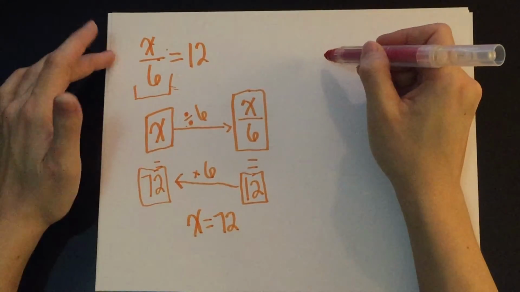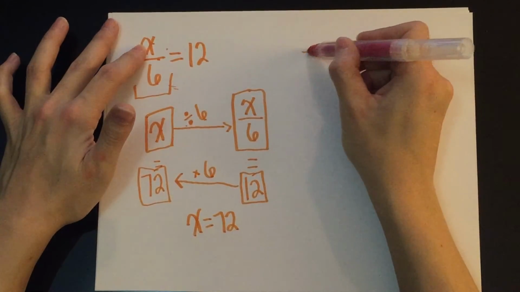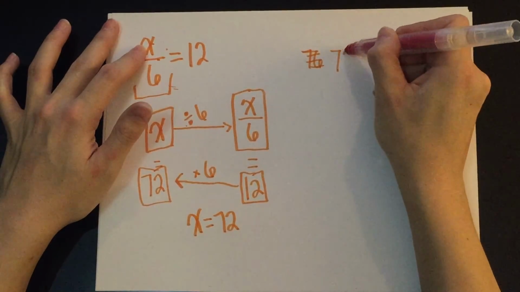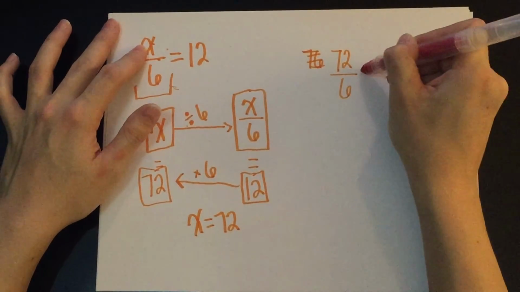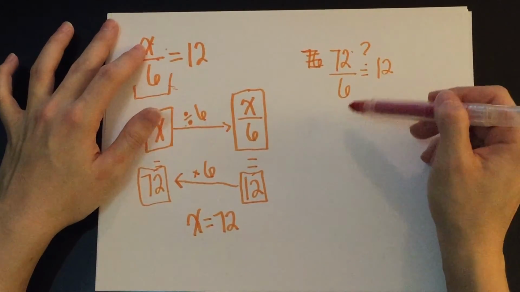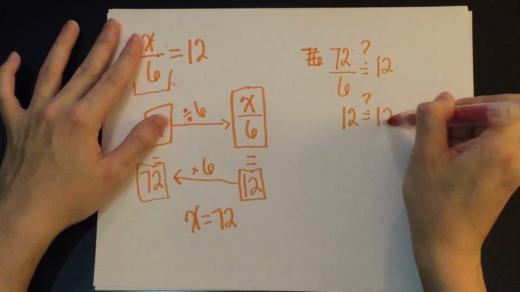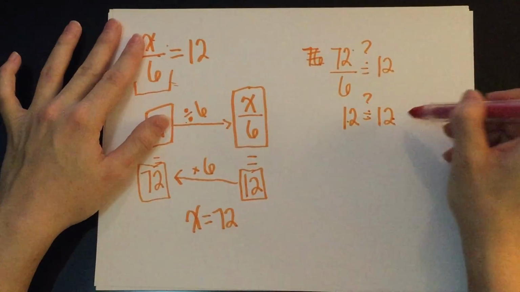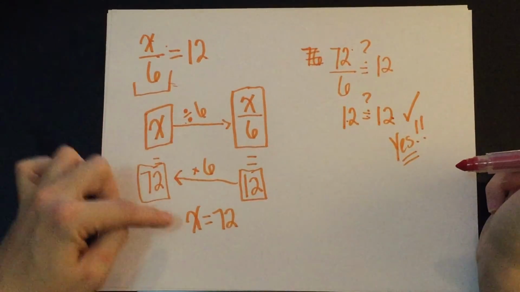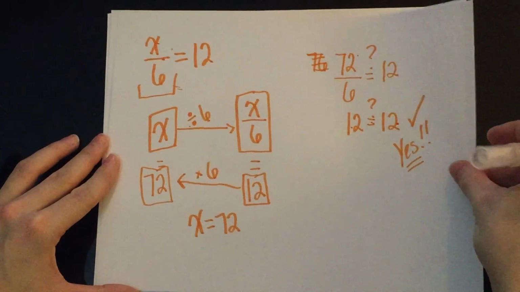So I need to bring it over here and check it. I need to substitute this variable. Oops, wrong number. Instead of x, it'll be 72 divided by 6. And let's see if that equals 12. Well, 72 divided by 6, multiplication fact, is 12. And does 12 equal 12? Yes, it does. So our solution to this equation is x equals 72. Let's make it a little harder.